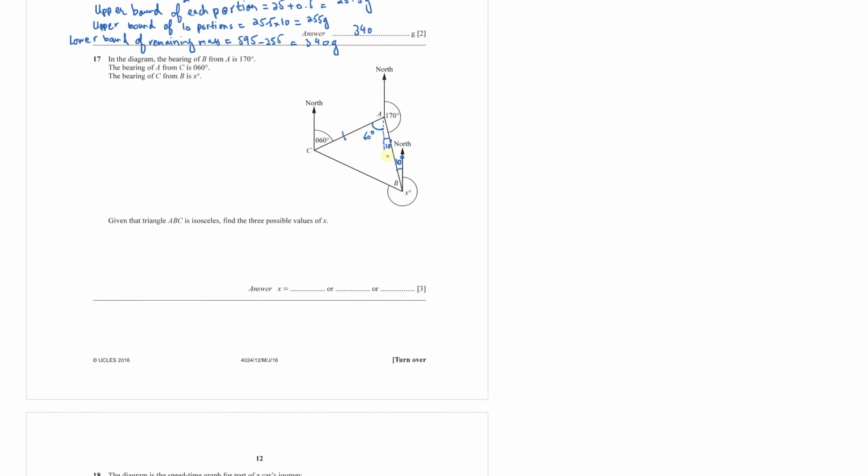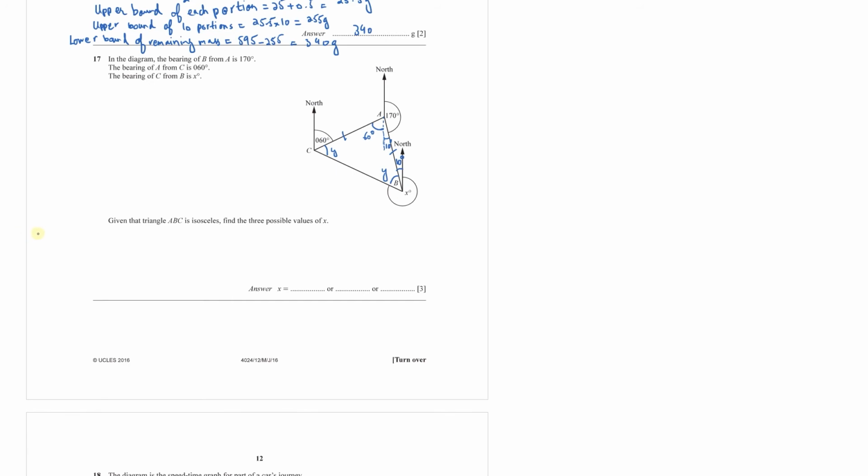Now let's start with the first pair of lines that could be equal: AC and AB here. Let me call this angle Y. If this is Y and this is an isosceles triangle, this would be Y as well. We can find the value of X if we know Y, because the full angle is 360. So if we subtract 10 plus Y from 360, we get X.